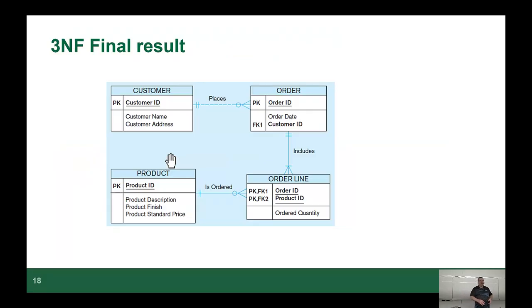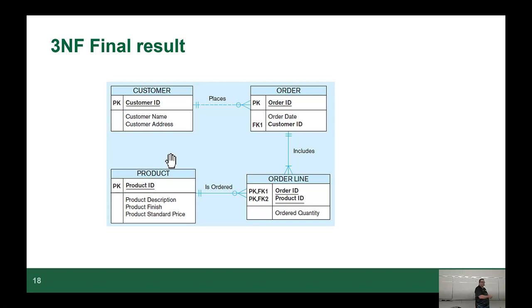So now if we were going to take that and convert it into more of a diagram like you guys are used to seeing, it would look something like this. The customer is identified by customer ID, has a name and an address. The order has an order ID, order date, and a customer ID. The product has a product ID, description, finish, and standard price. And over here we have the quantity.